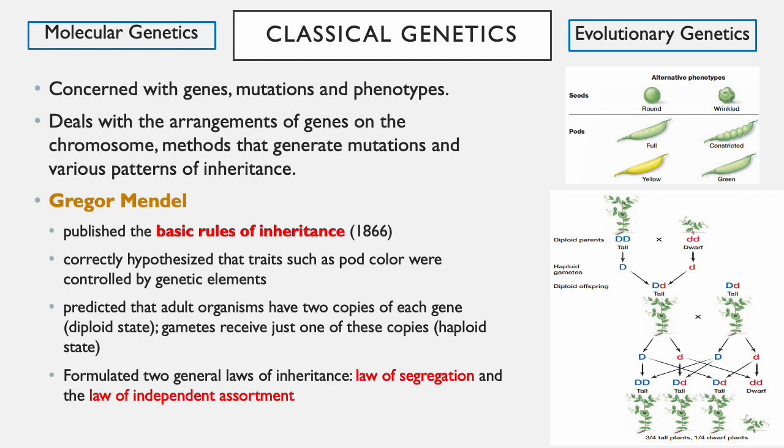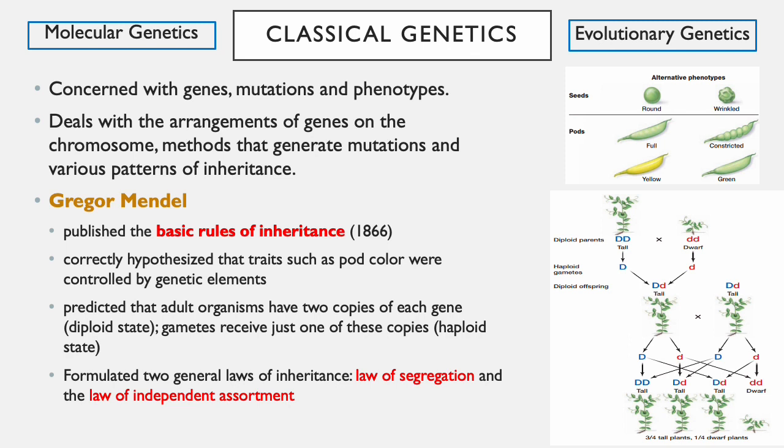For classical genetics, it is concerned with genes, mutations, and phenotypes. It deals with the arrangement of genes on the chromosomes, methods that generate mutations, and various patterns of inheritance. Gregor Mendel published the basic rules of inheritance. He correctly hypothesized that traits, such as pod colors, were controlled by genetic elements.